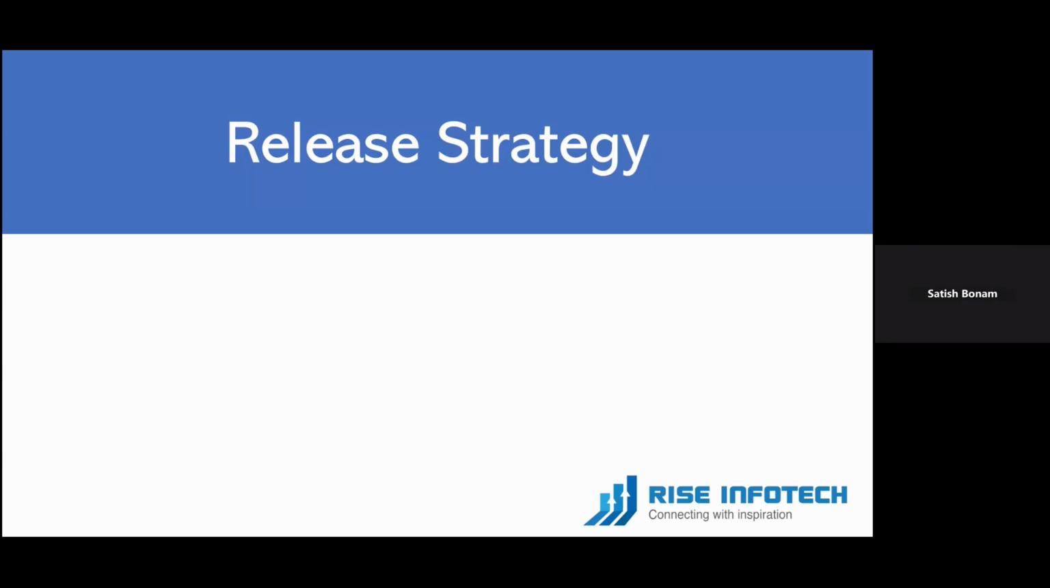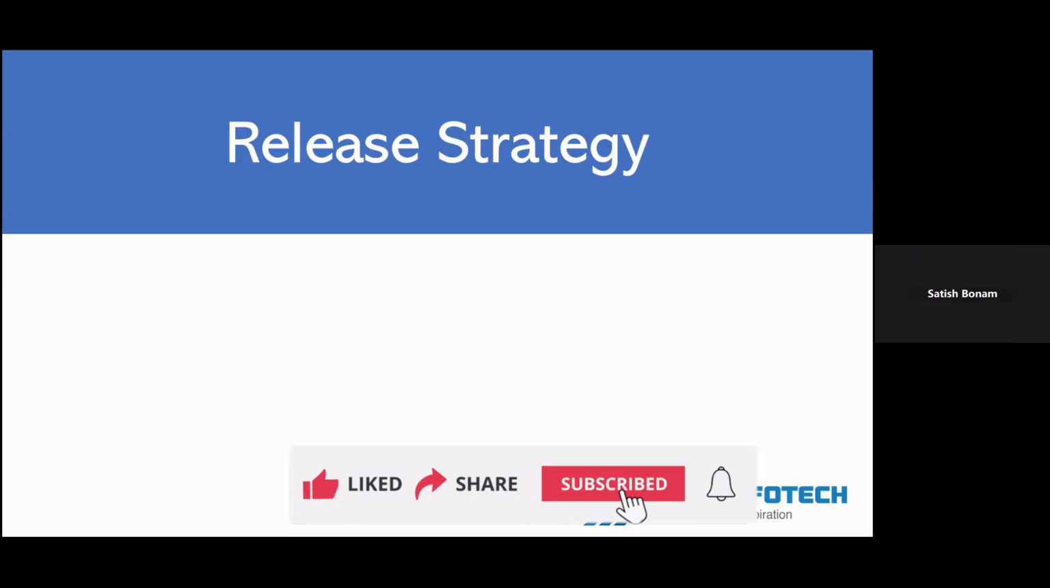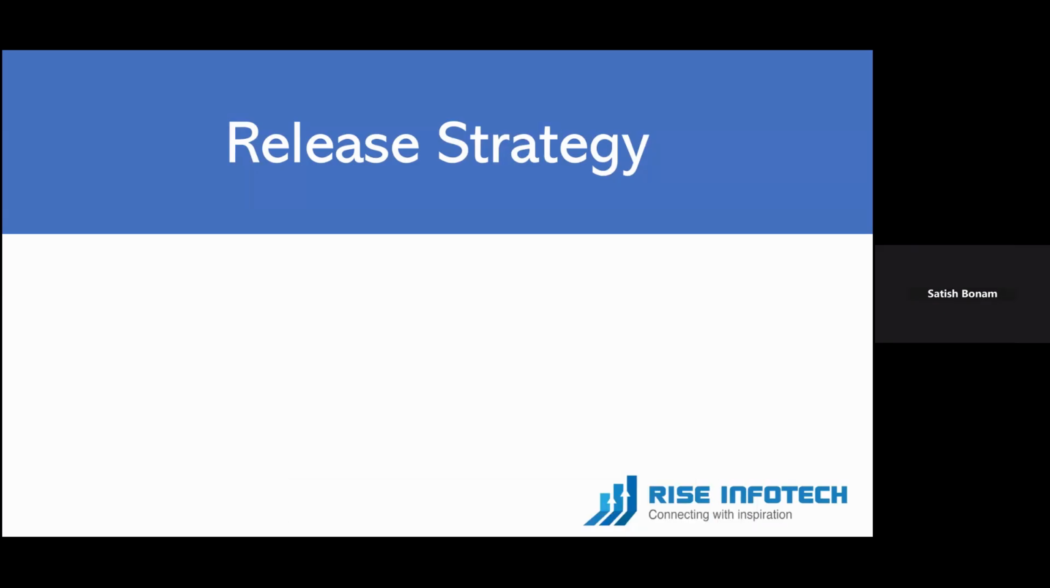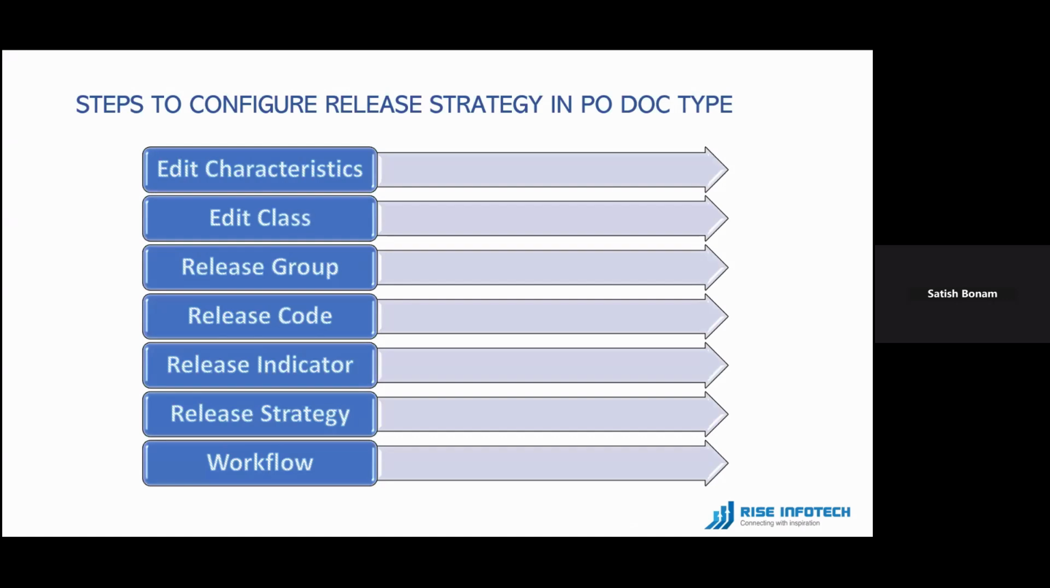Release strategy. Release strategy is a key mechanism for controlling the approval process for documents like purchase requisition and purchase order, and it allows companies to define conditions under which a document must be reviewed and approved before further processing. And these are the steps to configure release strategy in PO document type.